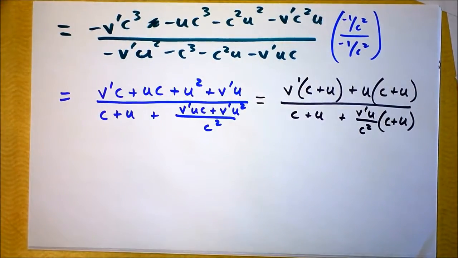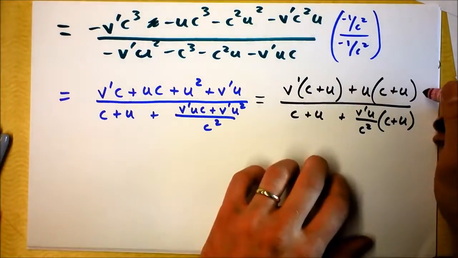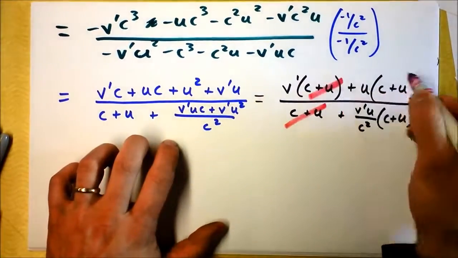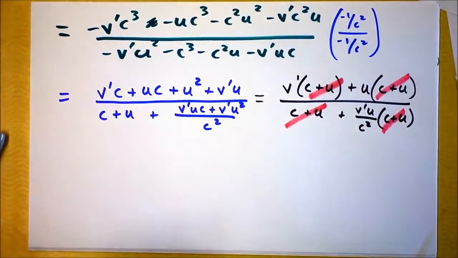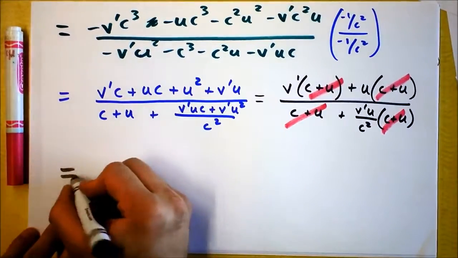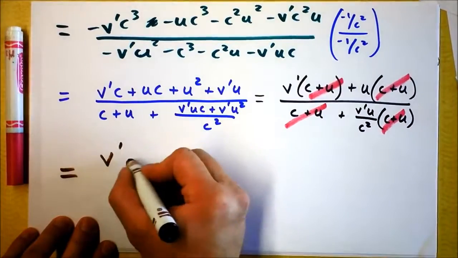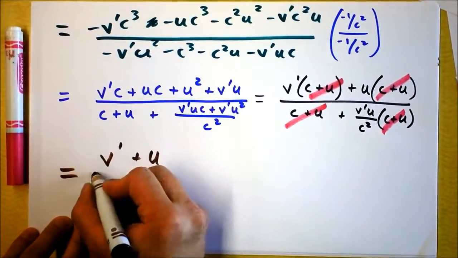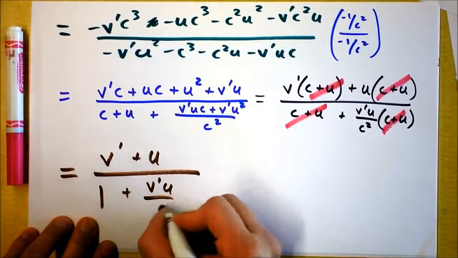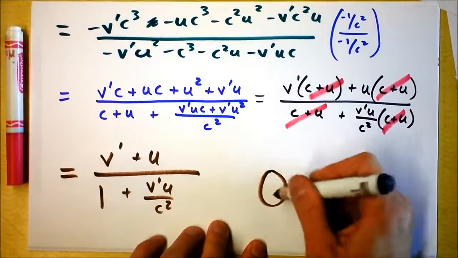And the approach then is to say, well, you got your c plus u's all over the place. Let us divide by c plus u. Let's just cancel all of them out. They exist in every term. And we're done. Watch this. We are actually done. V prime plus u divided by 1 plus v prime u over c squared. Sucker!